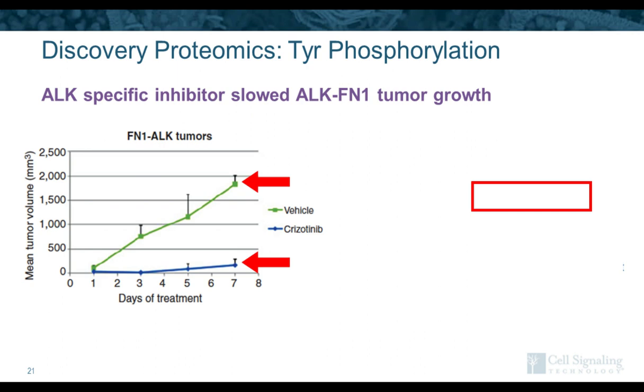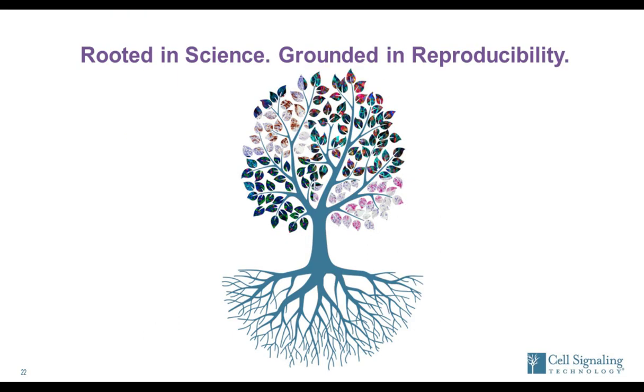So here we're showing just tumor growth over the course of a week. The green line is the vehicle control, and you see we get growth over the 7 days. When we treat with crizotinib, however, you can see that growth is almost completely abrogated. Similarly, we can look at some Western blots, and up in the top right corner, we see strong phosphorylation of that FN1-ALK fusion, and again, that phosphorylation is abrogated by the presence of crizotinib.